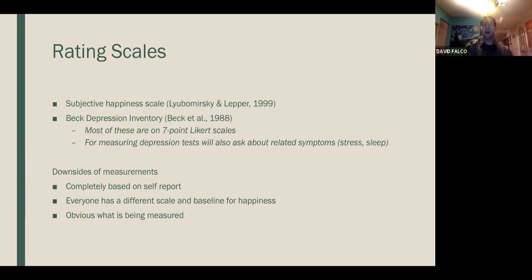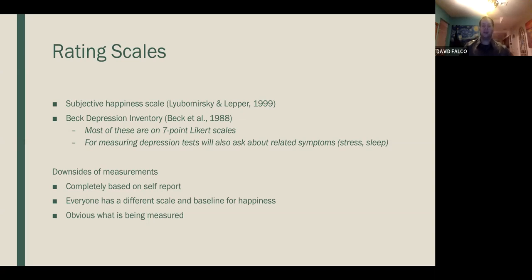Also, a scale that I've used a lot, which isn't specifically about happiness, is the Beck Depression Inventory. My master's thesis was on depression and memory, and I did a lot of different studies trying to compare people who are depressed to people who are not depressed, primarily using the Beck Depression Inventory.